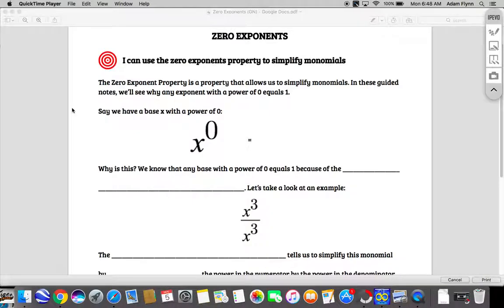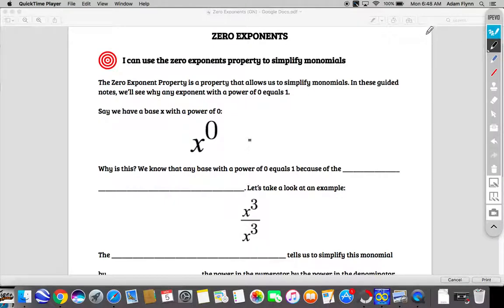This is the guided note video for zero exponents. So the learning target: I can use the zero exponents property to simplify monomials. The zero exponent property is a property that allows us to simplify monomials.